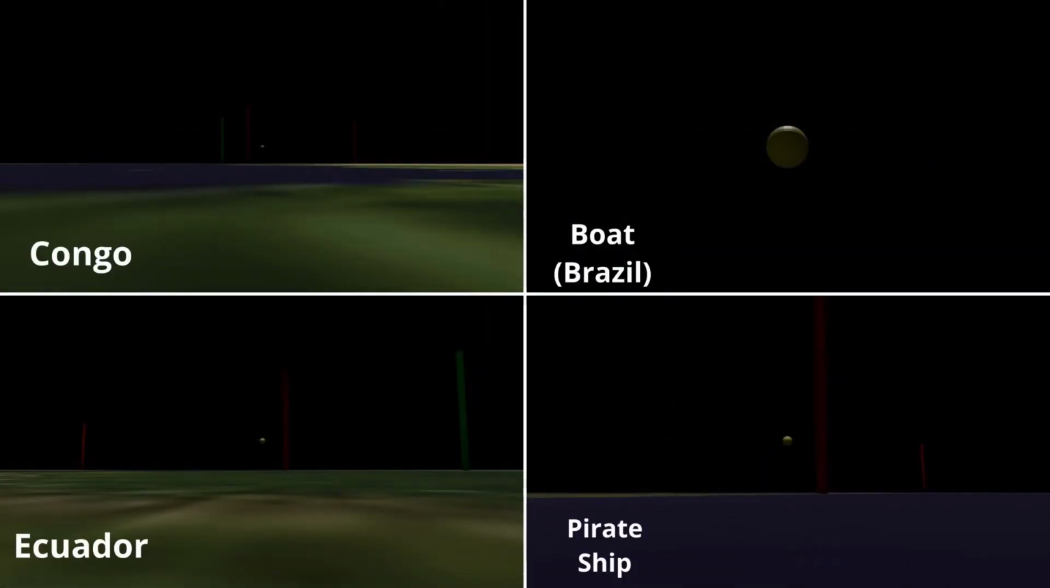Next is the sun above the boat near Brazil. So 3 am at Congo and 9 am at Ecuador. From Congo, it appears at the height where it would disappear, according to David. But my pirate ship gets the brunt of it. It is supposed to be midday for me. So I'm expecting a view similar to the boat in Brazil, with the sun a little lower down on screen.